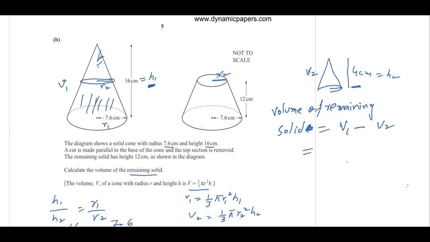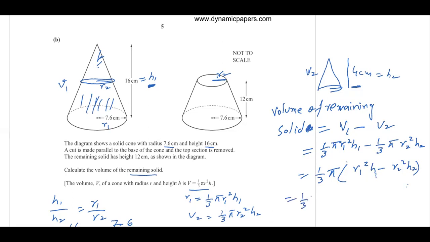Okay, so that will become V1. I'm going to write the formula for V1: 1 over 3 pi R1 square H1, minus the volume of the small cone, which will be 1 over 3 pi R2 square H2. So 1 over 3 pi can be taken common. The remaining will be R1 square H1 minus R2 square H2. Now just put the values.